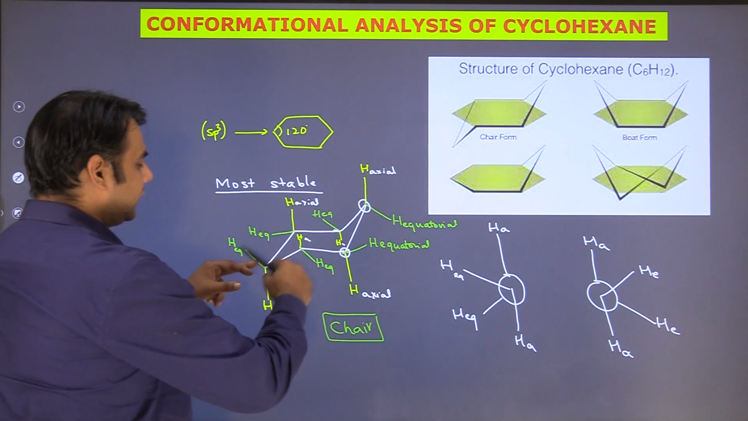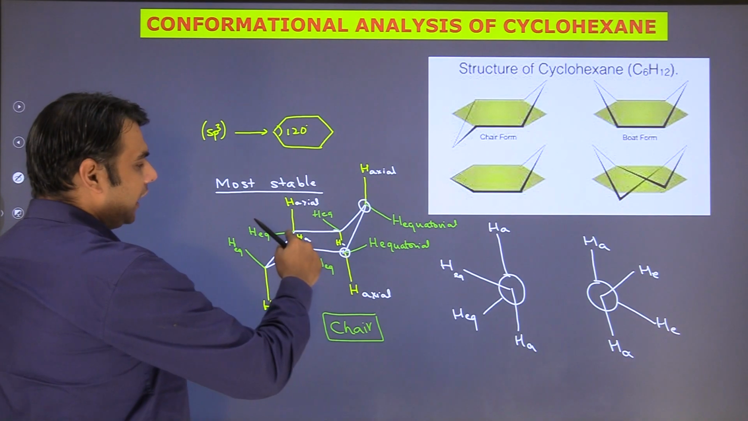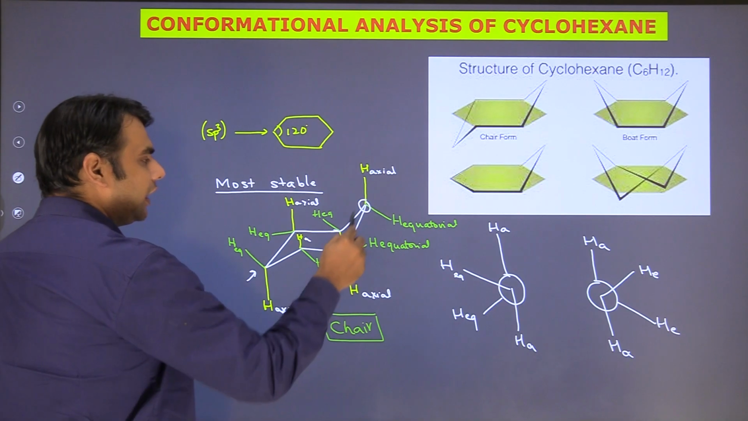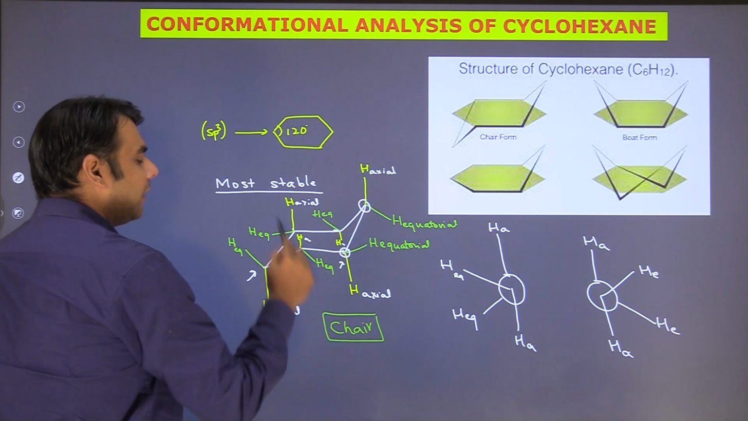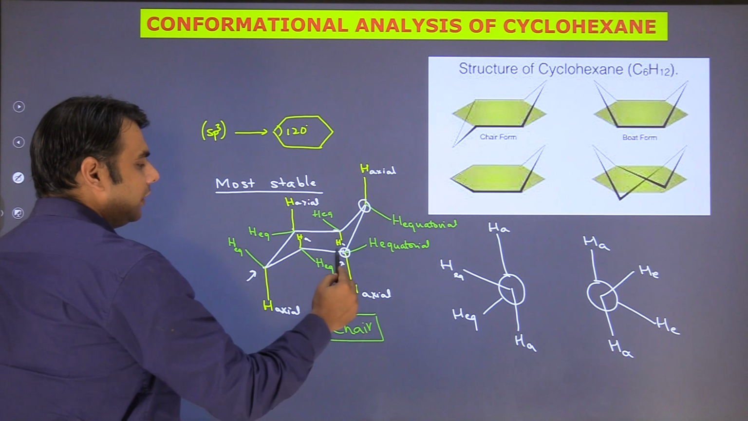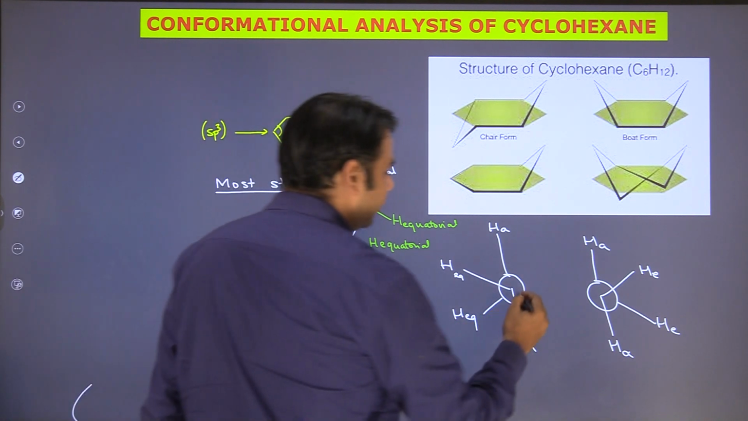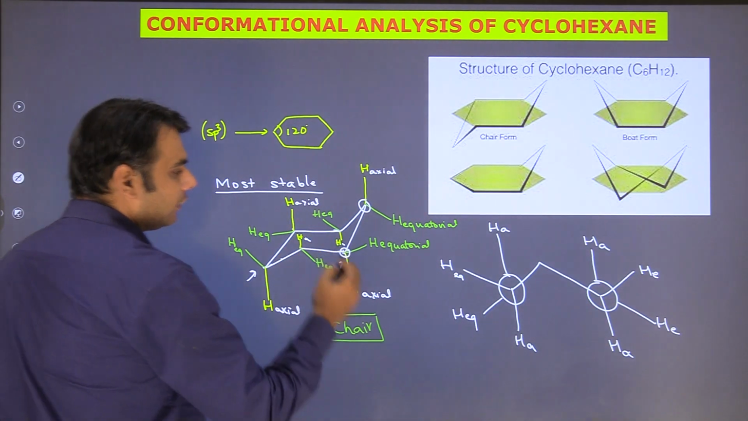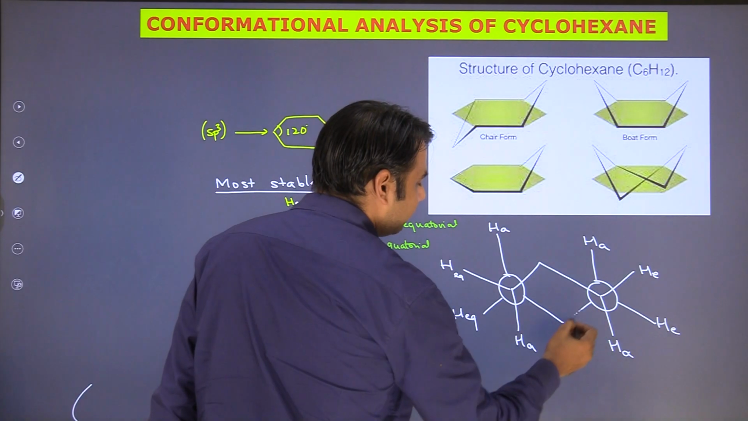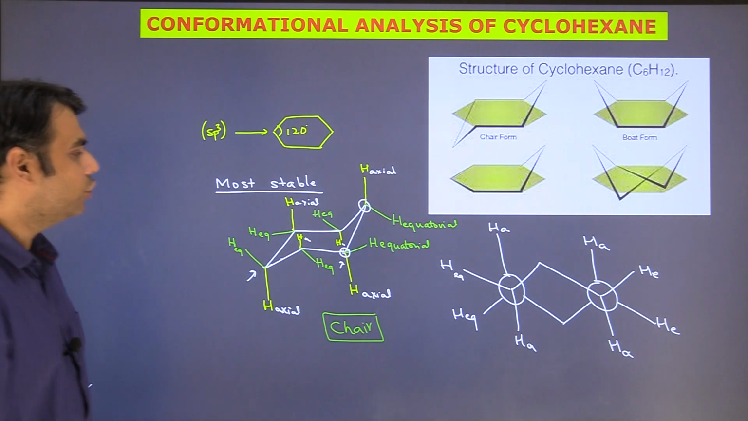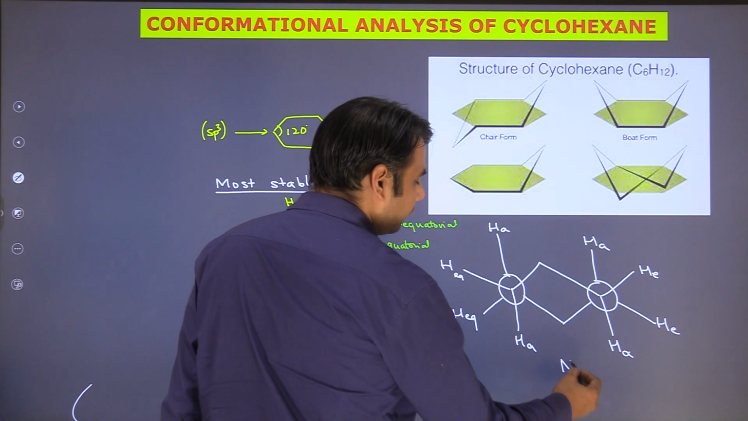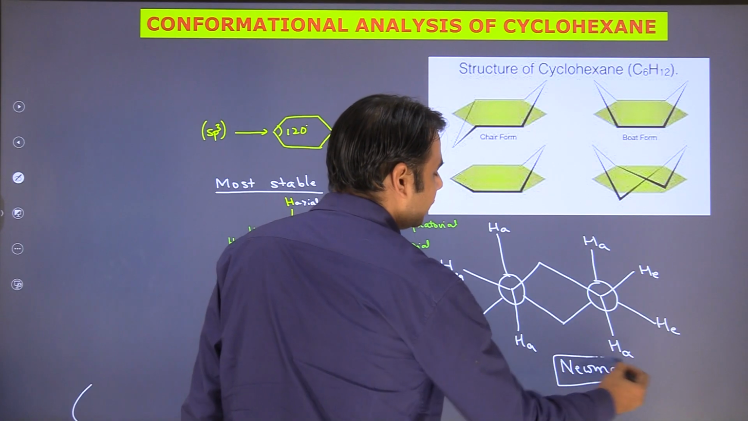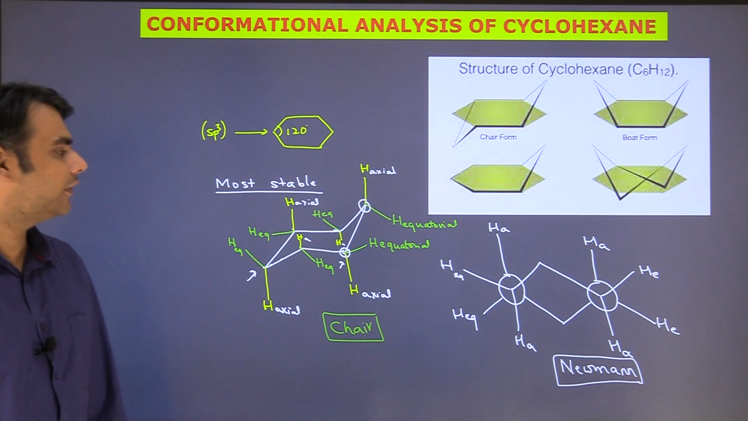Now we know that these carbons are basically attached to one carbon and these carbons are also attached. I am visualizing from here. So this is the front carbon, this is the back carbon. This is the front carbon, this is the back carbon. And we know that these two carbons are joined by a carbon and this is also joined by a carbon. You can see that they are joined by a carbon and these are also joined by a carbon. So basically this becomes the Newman projection of the chair form of a cyclohexane.